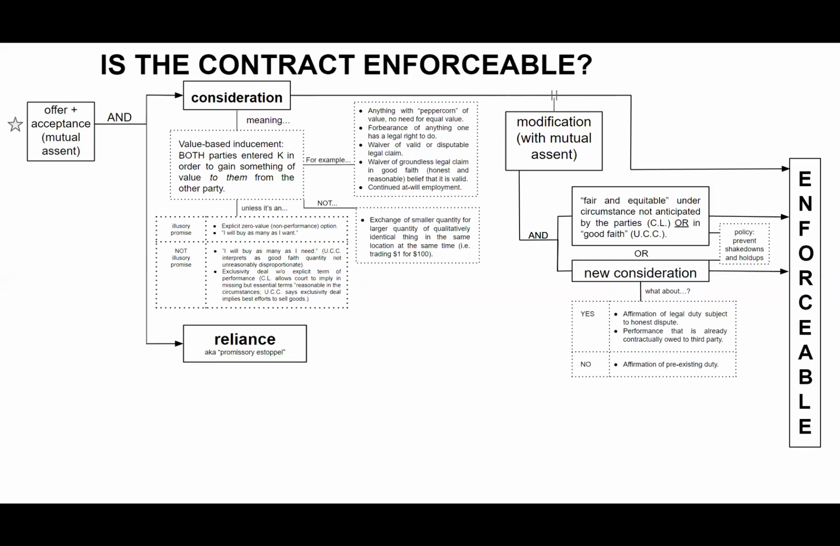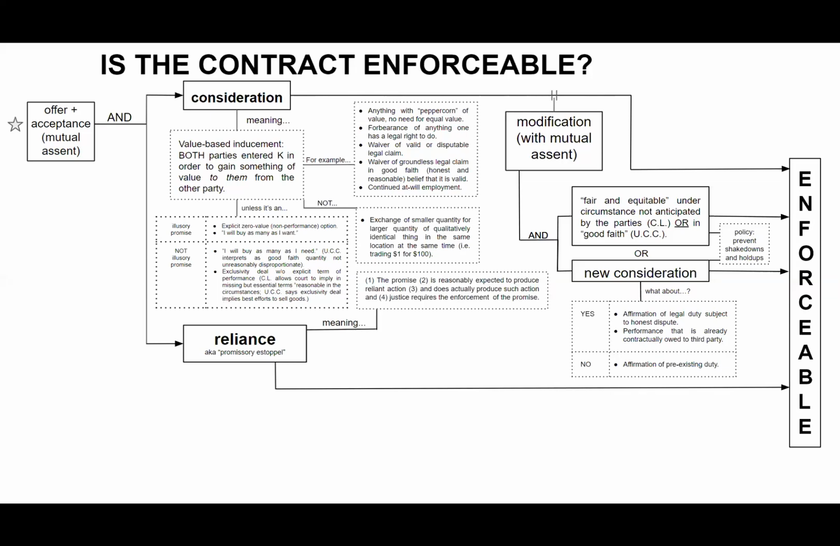Okay, now let's talk about reliance, which is also sometimes called promissory estoppel. So reliance is a substitute for consideration. So if we have an offer and acceptance, consideration is one path to making the contract enforceable. The other path is reliance. What does that mean? It makes the contract enforceable, but what is it?